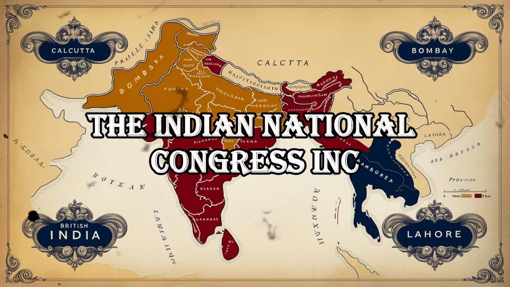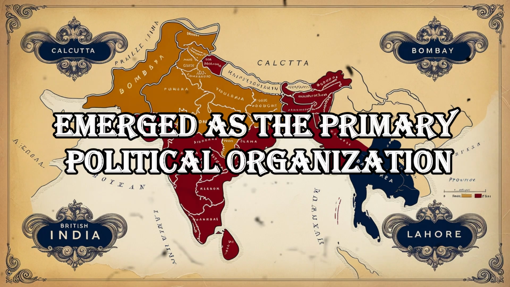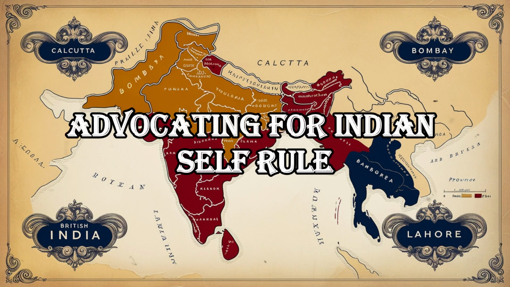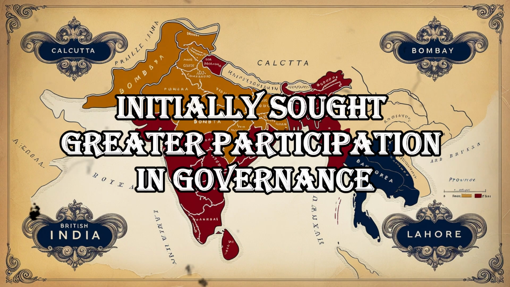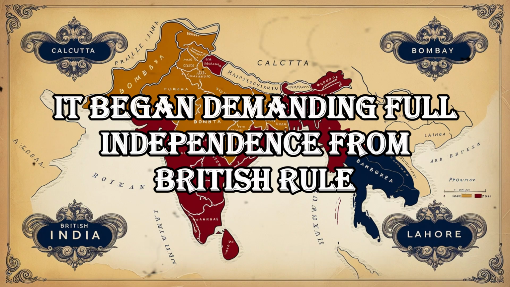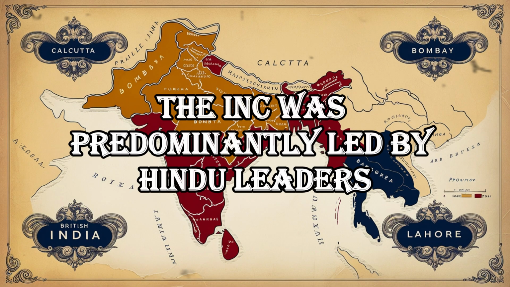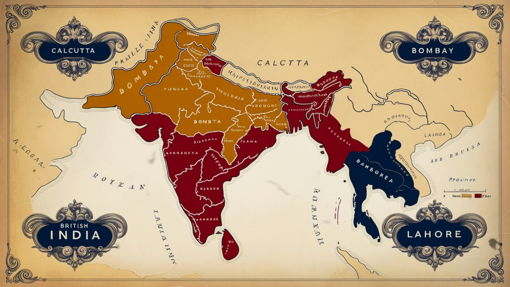The Indian National Congress, INC, founded in 1885, emerged as the primary political organization advocating for Indian self-rule. While the Congress initially sought greater participation in governance, by the early 20th century, it began demanding full independence from British rule. The INC was predominantly led by Hindu leaders, though it had significant Muslim representation as well.